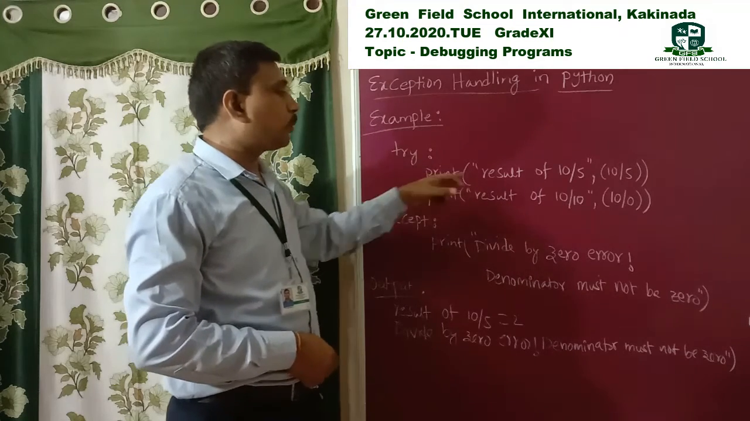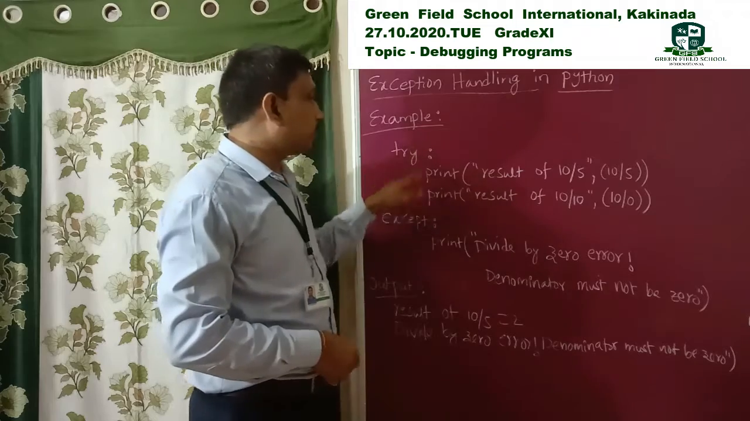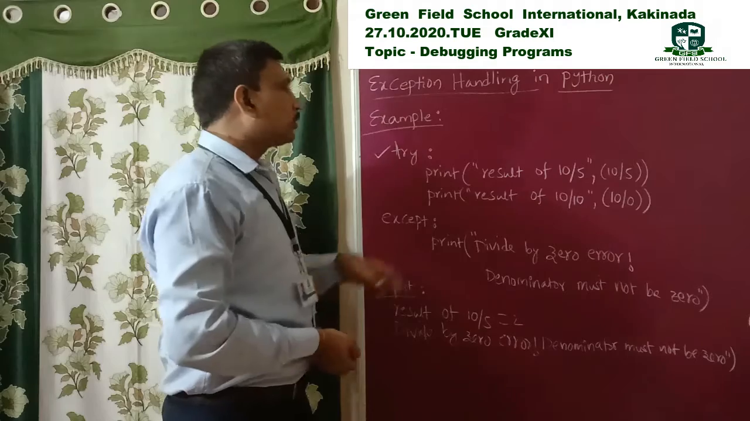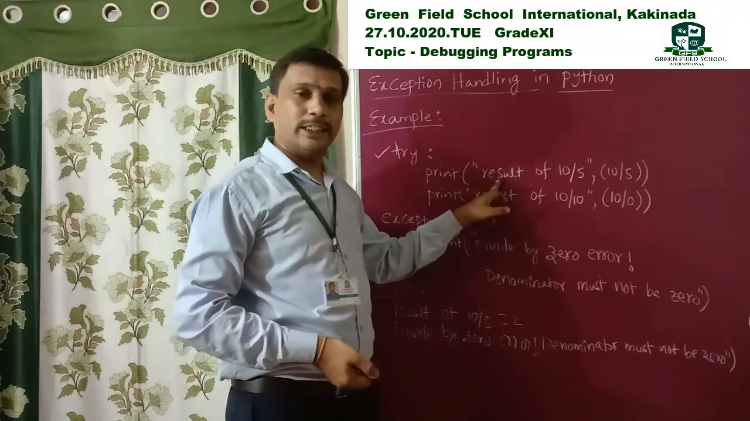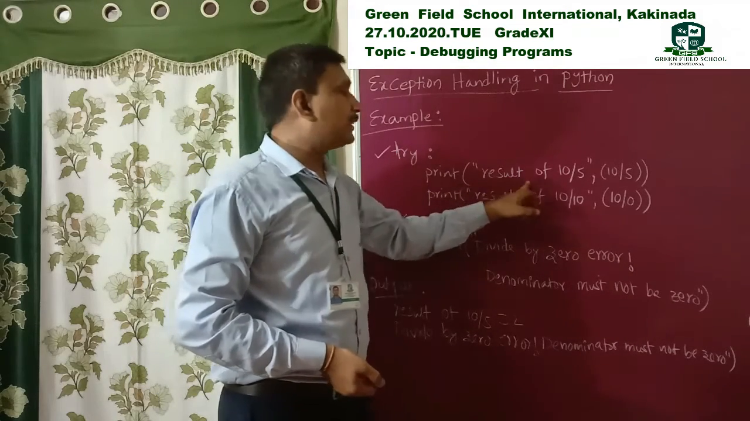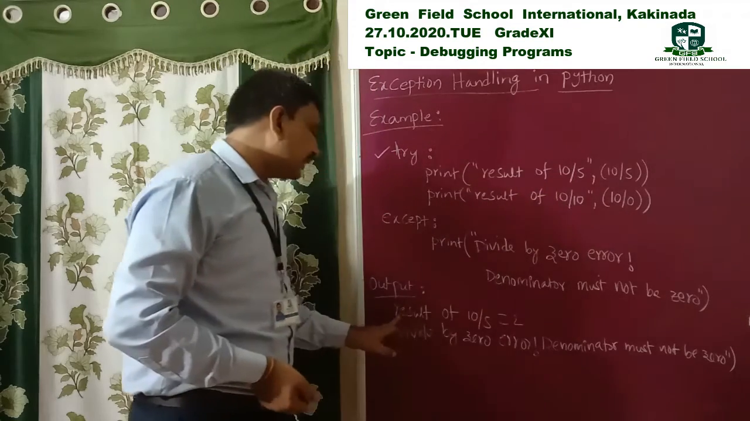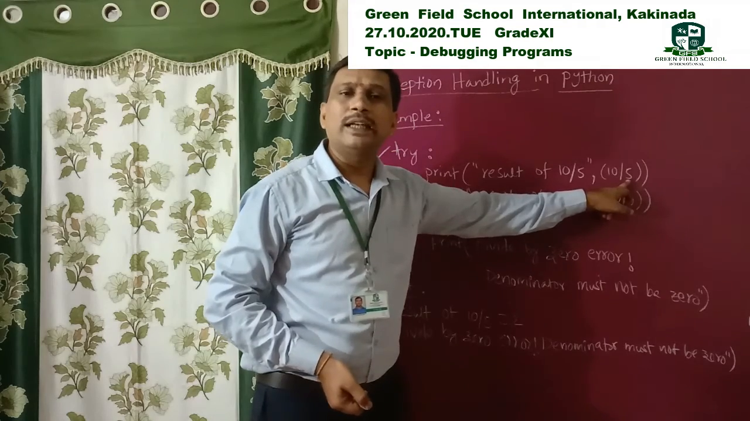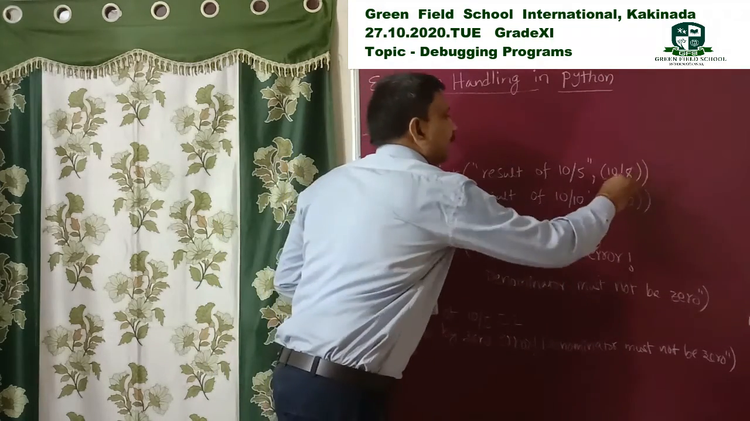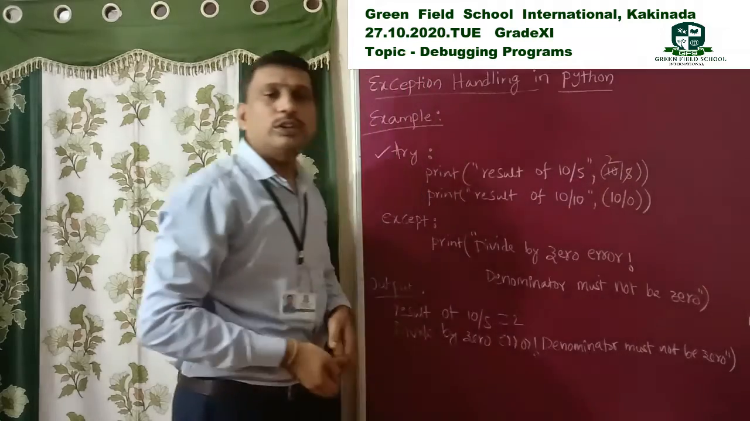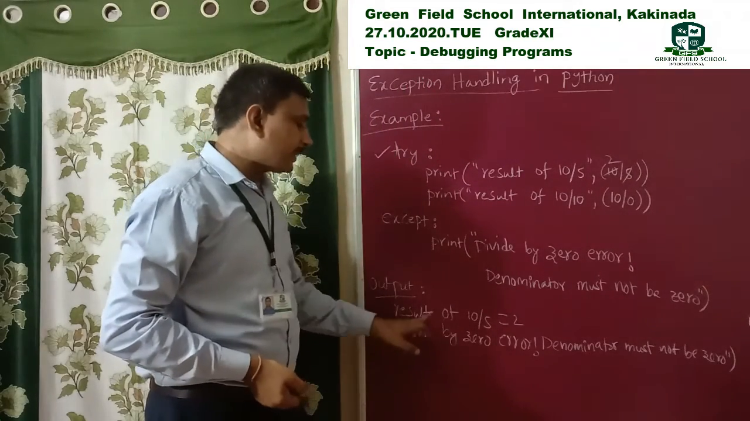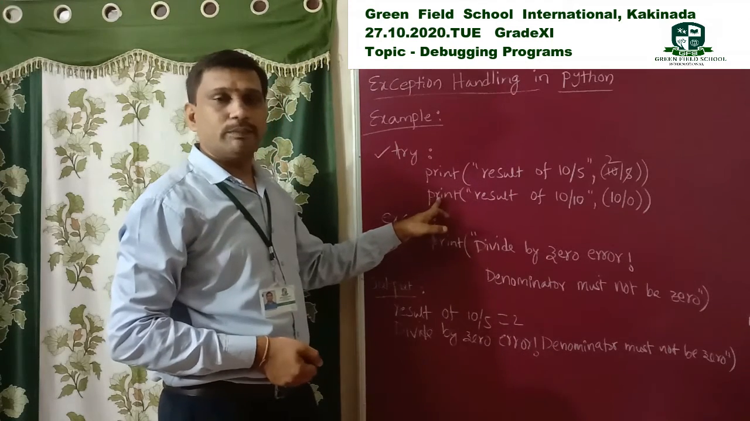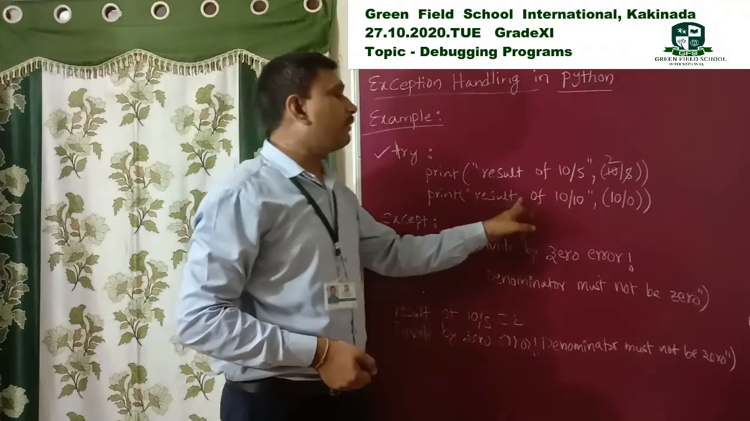When we execute this program, execution starts from the try block. First it executes this statement and displays it. This statement displays the result of 10 by 5. 10 by 5 means 5 cancels in 10, so the final answer is 2. That's why it displays that the result of 10 by 5 is equal to 2. Coming to the next print statement.